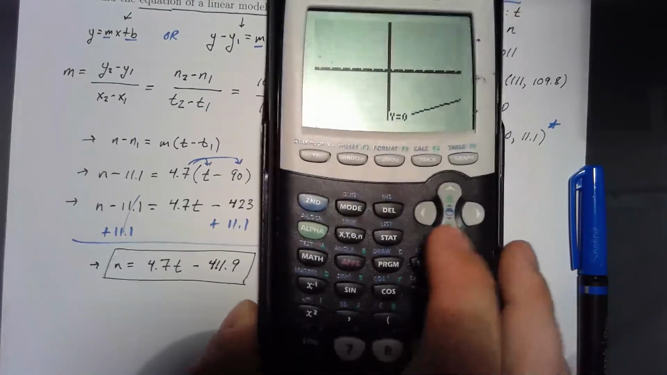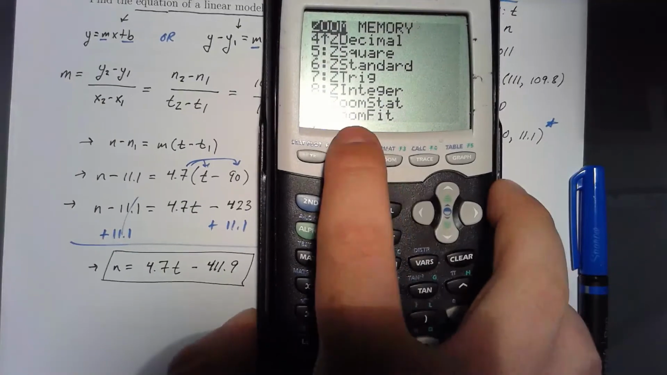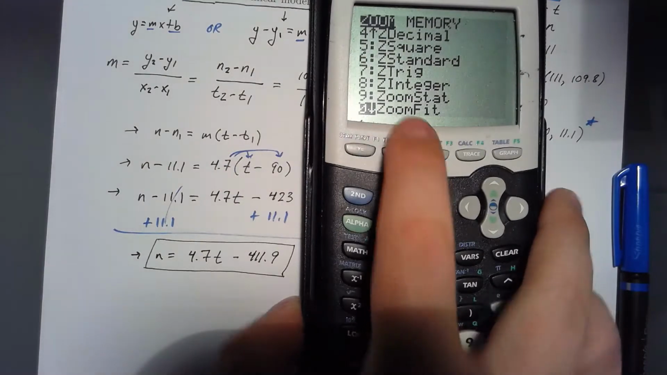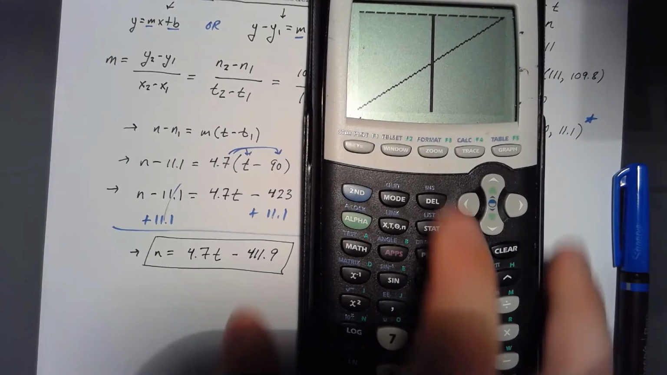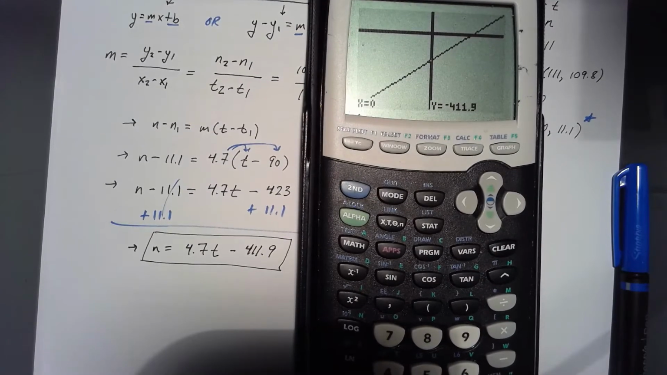Okay, we're kind of getting it there. Let me do zoom fit. Zoom fit, which is number 0 at the bottom of the list. That'll kind of help out with the graph a little bit if you want to get an optimal view of the graph. But so there's the graph. It's a linear equation, as we could see.